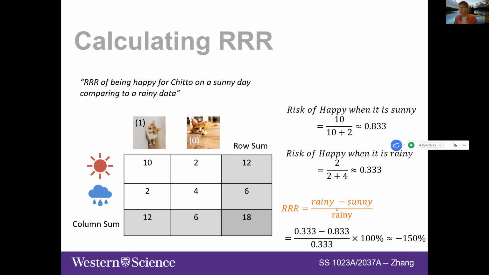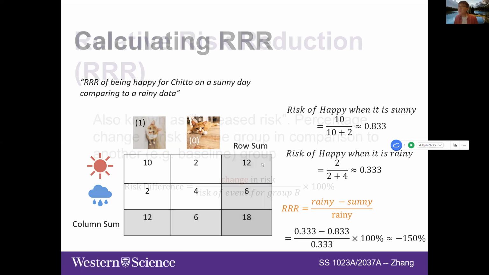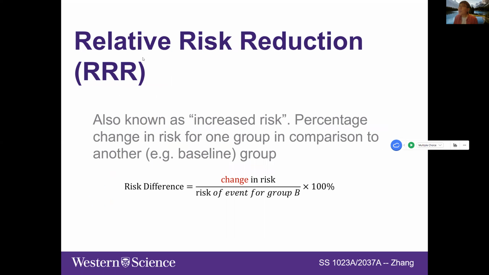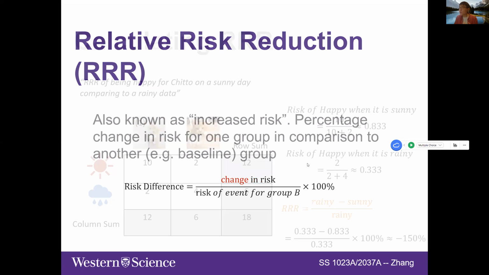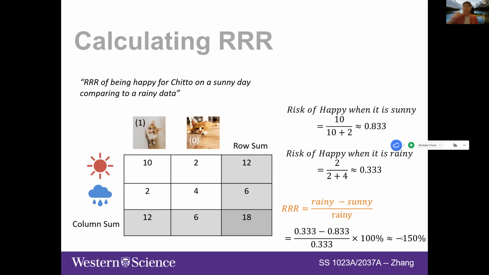In that case, the interpretation will be, after switching from sunny to rainy, what's the change of the risk? My mistake, because the definition of this one is the relative risk reduction. So we are talking about the reduction, which means a negative reduction means we have an increase. So it's kind of ambiguous over here. A negative 150% is actually an increase of 150% of the risk. Does that make sense to you guys?